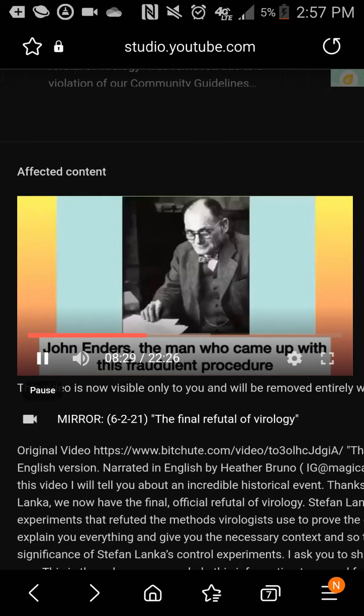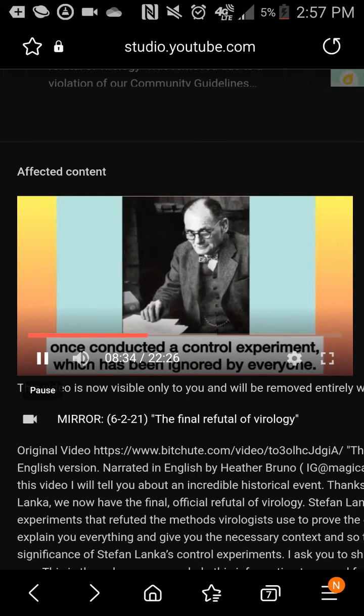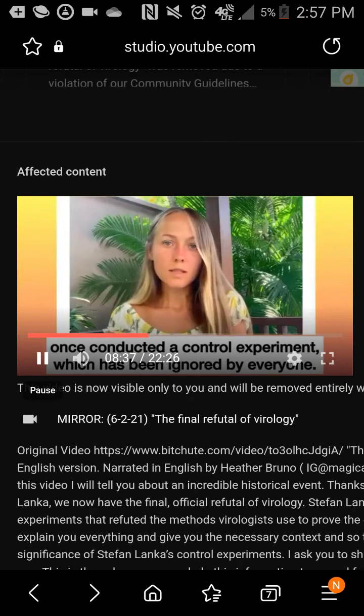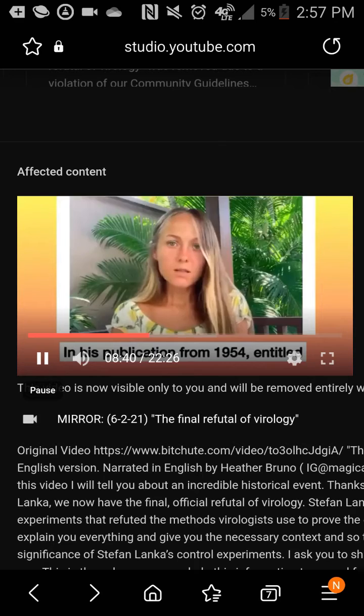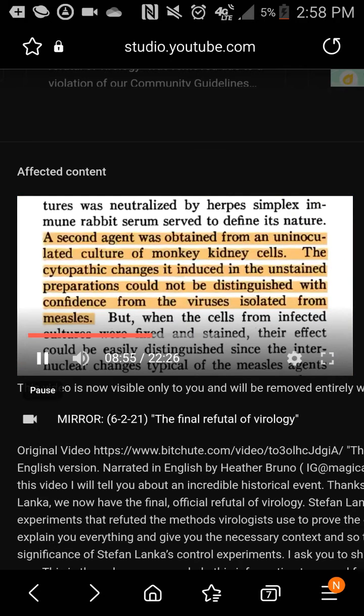John Enders, the man who came up with this fraudulent procedure that virologists call isolation today, once conducted a control experiment which has been ignored by everyone. In his publication from 1954 entitled "Propagation in Tissue Cultures of Cytopathogenic Agents from Patients with Measles," where he first described the results of tissue culture, he says, quote, "A second agent was obtained from an uninoculated culture of monkey kidney cells. The cytopathic changes it induced in the unstained preparations could not be distinguished with confidence from the viruses isolated from measles." This is a very important quote, and I will read it again.